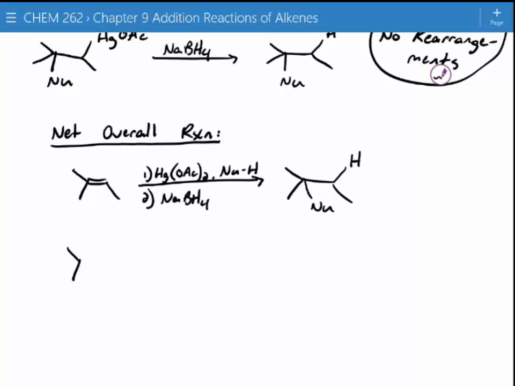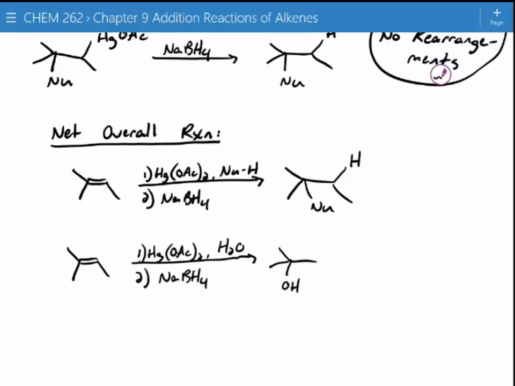If we do this with water, which is the most common reaction for this, it looks almost identical. We've got Hg(OAc)2. This time, instead of our generic nucleophile, we'll specify and say it's water. And then we react this with sodium borohydride. And now we can install an alcohol without the concern of any sort of rearrangement occurring.